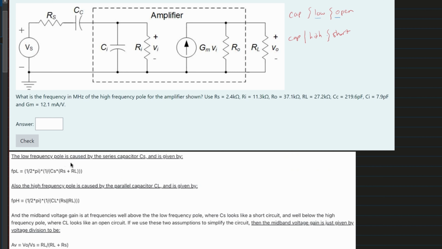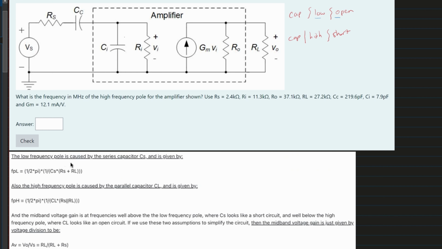Now inductors, just for knowledge: if an inductor is at low, it's going to be a short, and if an inductor is at high, it's going to be an open. So they're inverse of each other. But right here we only have a capacitor. So for a high frequency, we are dealing with a high, meaning that we have a short.